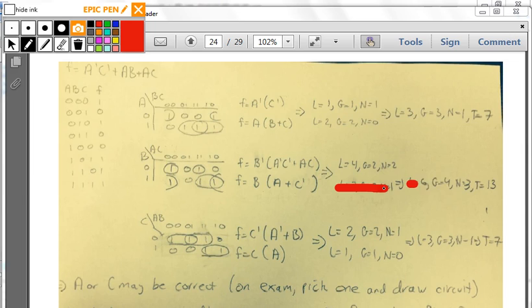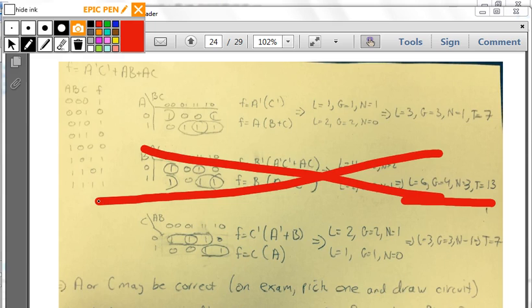And so what's our second one? 2 literals, 2 gates, 1 inverter. Correct. So that's 2, 1, and 1. That's 5. And then you add them together and get 13. So we already know, based on this, that B is not going to be the solution we want, correct? We've already eliminated it. You can say, using Shannon expansion, I can prove this.